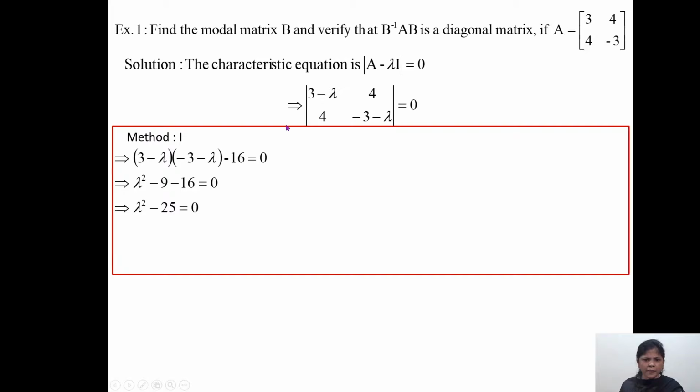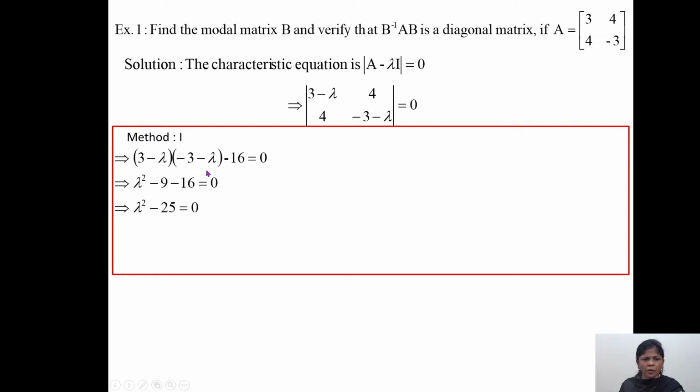Method 1 is just the simple way we solve the determinant, that is cross multiply these two minus the multiplication of the other two. So it is (3 minus lambda) into (minus 3 minus lambda) minus 4 into 4, which is 16, equal to 0. Now simplify this, so we get lambda square minus 9 minus 16 equal to 0. That gives us lambda square minus 25 equal to 0.